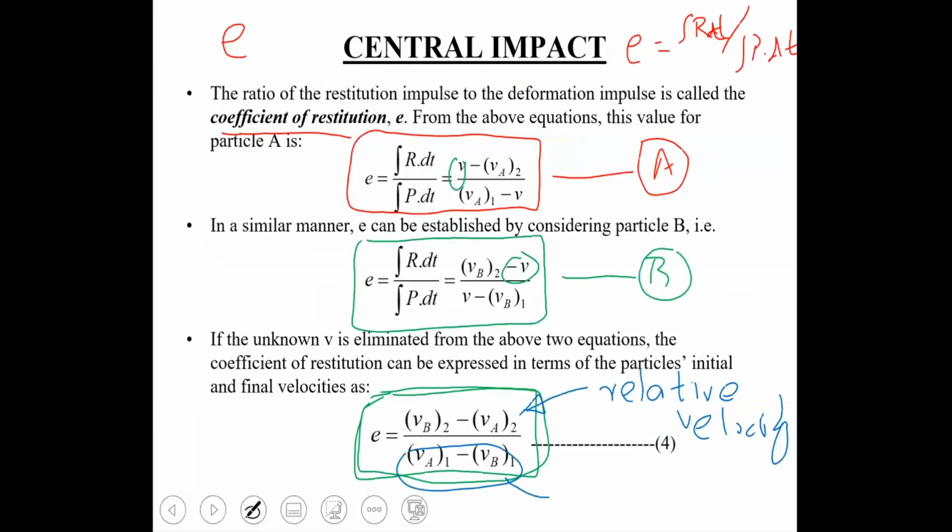वैल्यू ऑफ ई 1 के बराबर आने का मतलब क्या है? ये इक्वेशन क्या कहती है? वैल्यू ऑफ ई 1 के बराबर अगर आई है तो व्हाट डज फिजिकली इट मींस? No loss in relative velocities, equal हैं दोनों before and after collision. देखिए, कोएफिशिएंट ऑफ रेस्टिट्यूशन हमने डिफाइन कैसे किया था? इट इज बीइंग डिफाइंड एज द रेशियो ऑफ रेस्टिट्यूशन टू डिफॉर्मेशन इंपल्स. सो ई इक्वल टू 1 का क्या मतलब है?